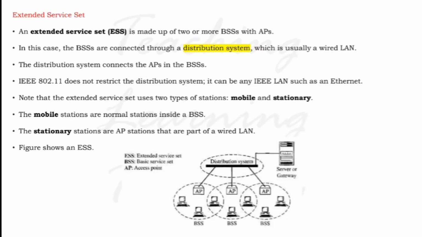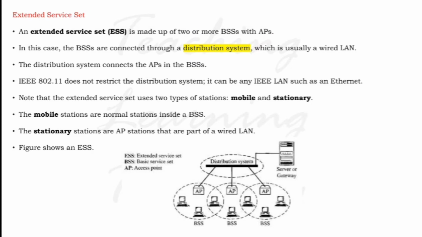Next we are going to discuss the extended service set. An extended service set, ESS, is made up of two or more BSSs with access points. In this case, the BSSs are connected through a distribution system, which is usually a wired LAN. The distribution system connects the APs in the BSSs. IEEE 802.11 does not restrict the distribution system. It can be any IEEE LAN such as Ethernet.